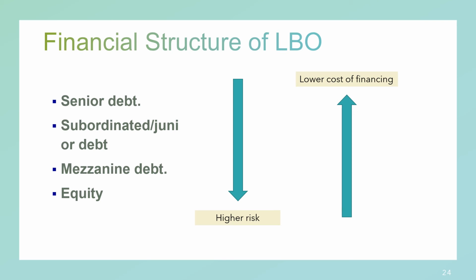Subordinated debt or junior debt is ranked behind senior debt in order of priority on any liquidation. Since subordinated debt gives the lender less security than senior debt, lending costs are typically higher. Mezzanine debt is usually a high-risk debt instrument provided by specialist funds. Lastly, equity is the riskiest part of a leveraged buyout capital structure. However, ordinary shareholders will enjoy the upside return if the company is successful.